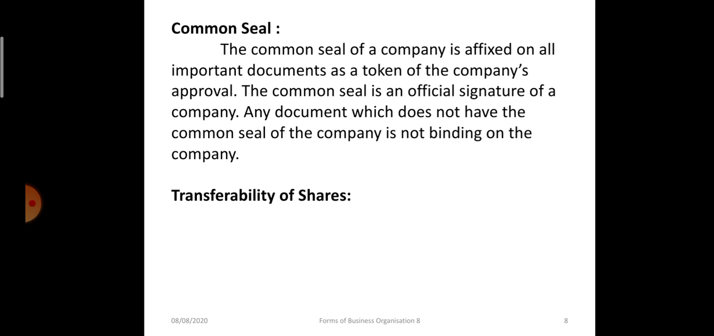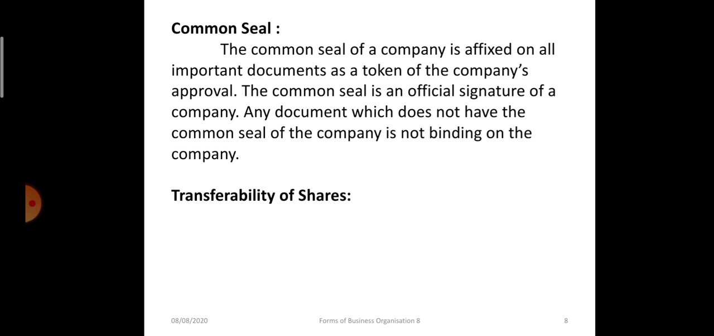Transferability of shares. The capital of the company is divided into small equal units known as shares, and shares can be easily transferred, except in the case of private companies. There are certain restrictions, because in a private company the maximum number of shareholders is 200. Otherwise, in public companies, shares can be easily transferred and are exchanged through stock exchanges.